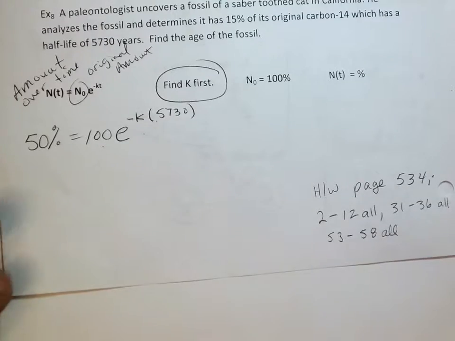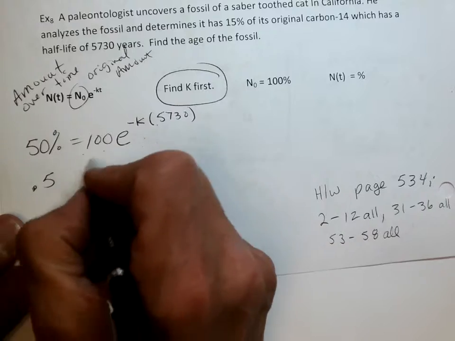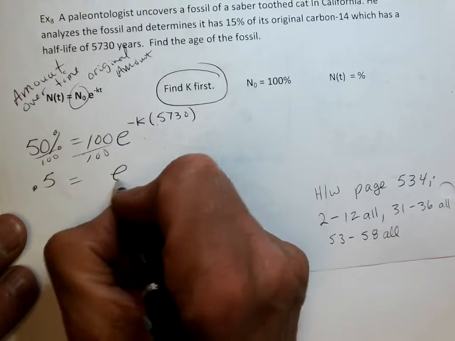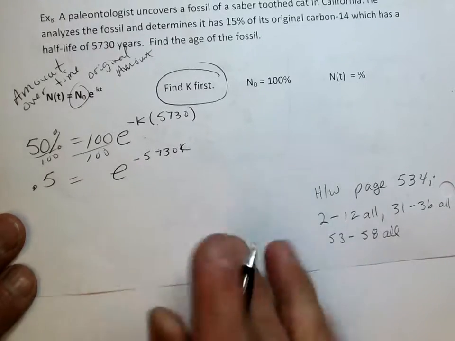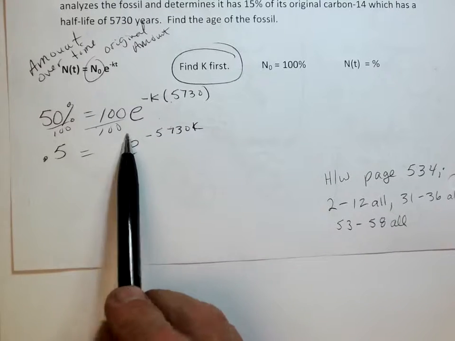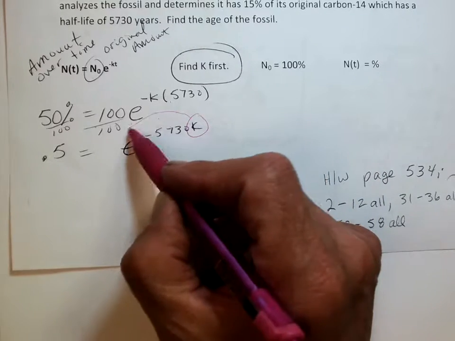So let's solve, okay? First step, divide by 100, divide by 100, right? So I get 0.5 equals e to the negative 5,730 K. All right, I'm just going to solve for K. I got to find K. I want to float the exponent down. How do I do that?